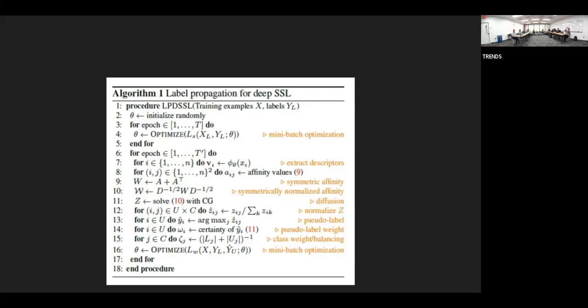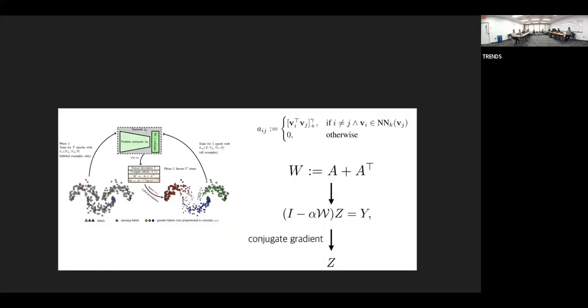So Z is, as it says, solve 10 for CG, but then in the next slide, if equation 10 is I minus alpha omega, then what is that C? Yeah, C is unknown. You need to solve for it. Oh, yeah, go to the next step.